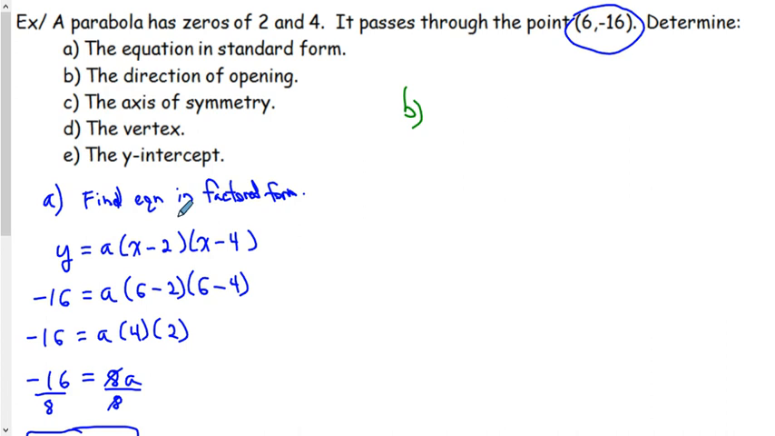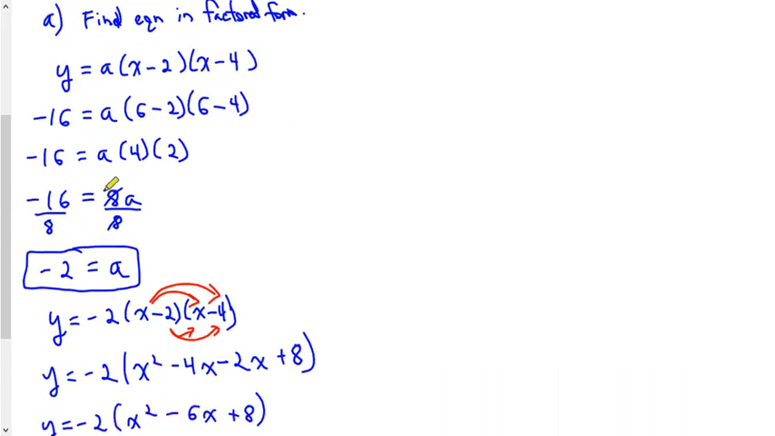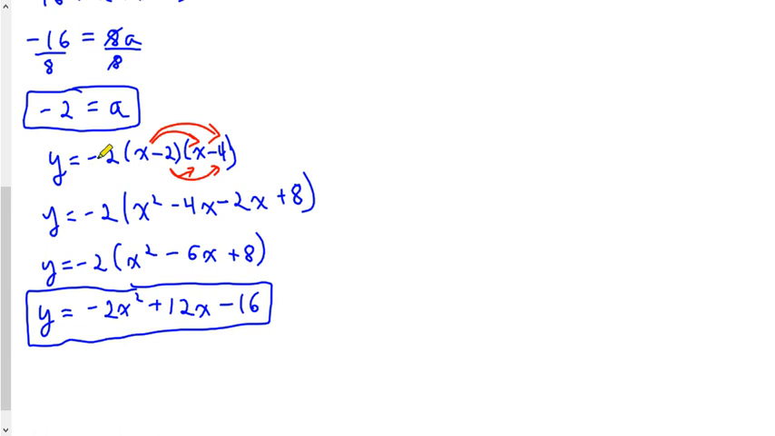Well, we can actually just look at our a value. So let me get out my highlighter here. We can look at either equation. We can look at it when it's in factored form, or we can look at it when it's in standard form. Both of them are negative values. So since our a value is negative, that tells us that it's going to open down like a frowny face.